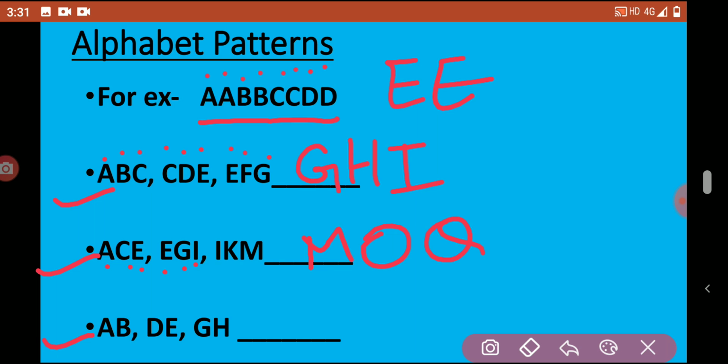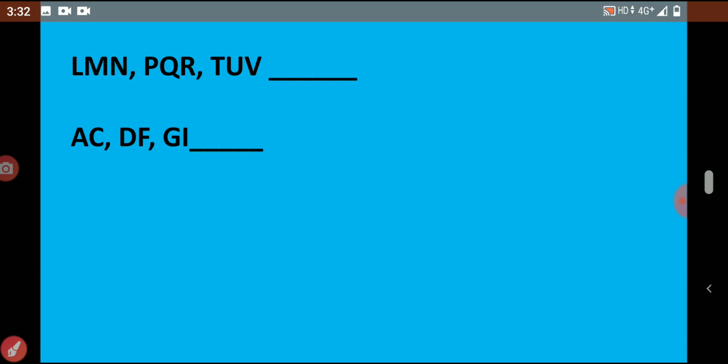Now let's take another example. Let's take a look. It's A, B, then we skip one alphabet C, then D, E, then we skip alphabet F, then G, H. So what will come next? Yes, in this example H repeats, we skip one alphabet, H, I, we skip I, then J. What will come next? K. Now let's take another example.